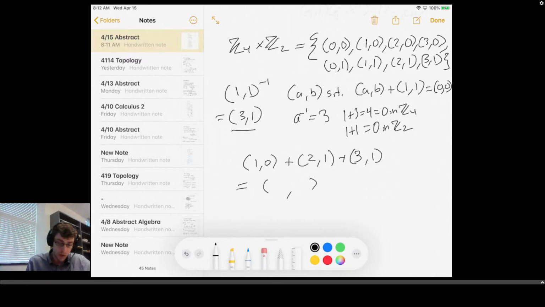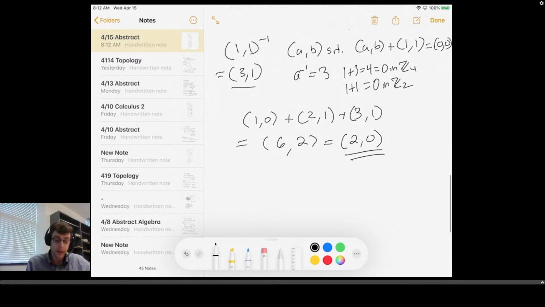Yep, (2, 0), right? So the first coordinates add up to 6, the second ones add up to 2, but in our group, that is (2, 0). Good. Okay. So yeah, that's just some basic practice we want to get used to. So we wanted to figure out what's true about this group. So it's a product of 2 abelian groups. It's also the product of 2 cyclic groups, right?